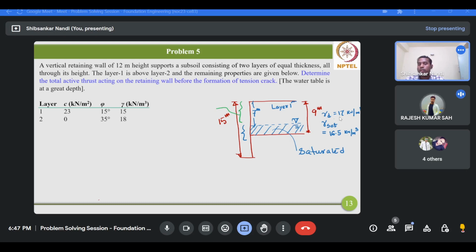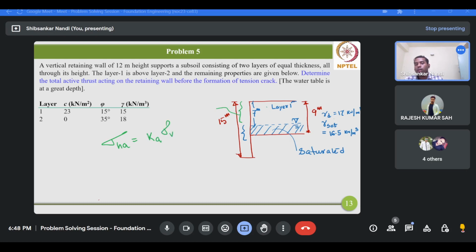Okay, then after that we will go to layer 2, na sir? Then using these two units, you have to first calculate the vertical stress, and if you know the vertical stress, then you can determine the horizontal stress by using the earth pressure coefficient and vertical stress. So if this is cohesionless, then for active condition, this should be Ka times sigma v.